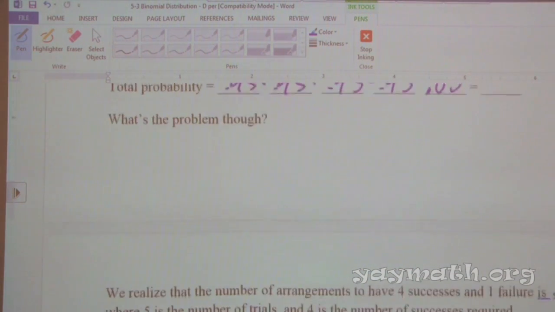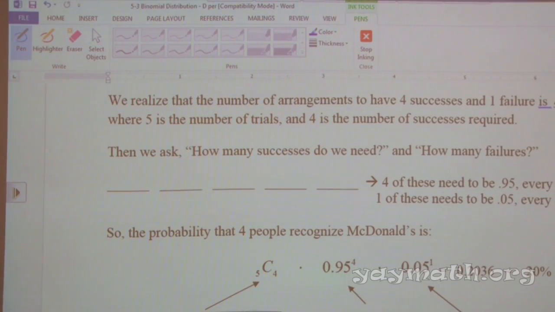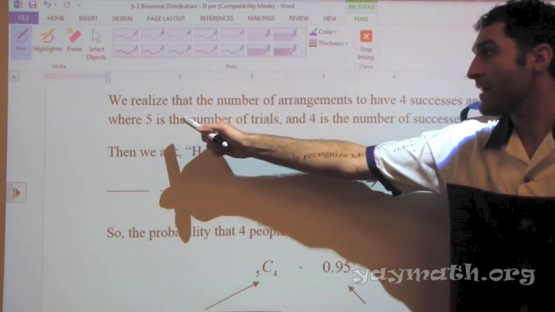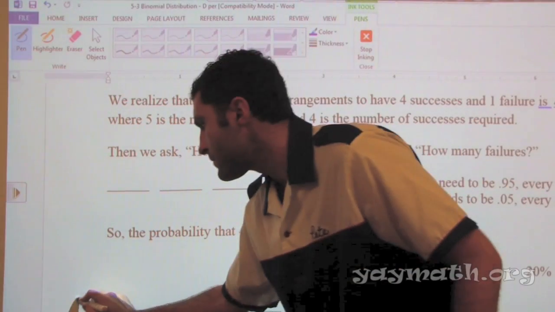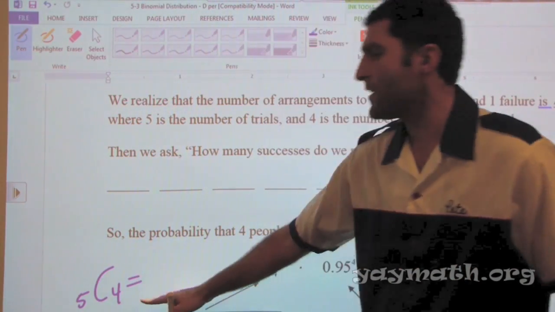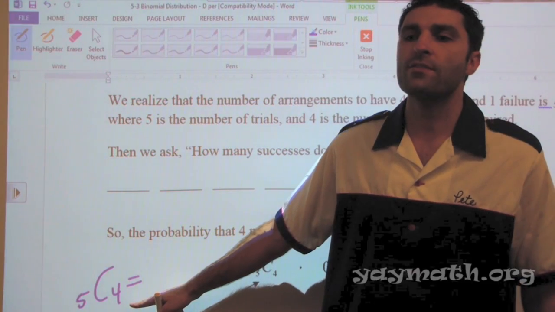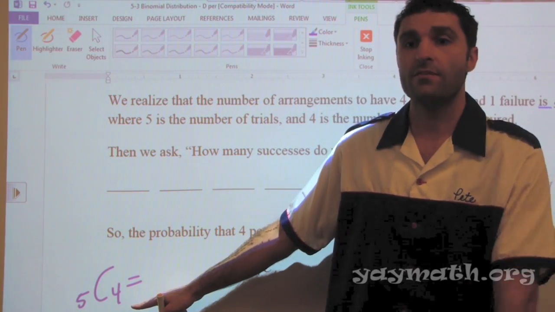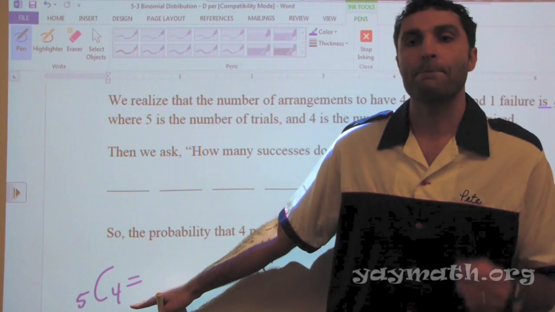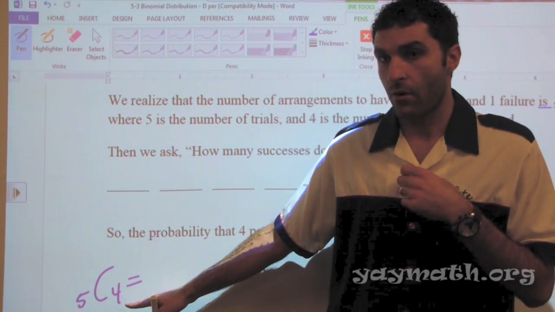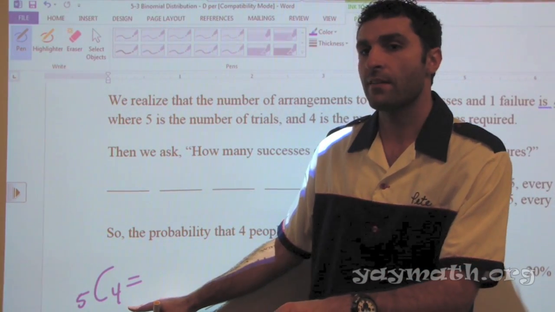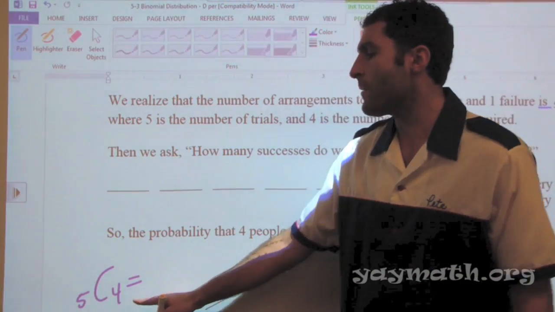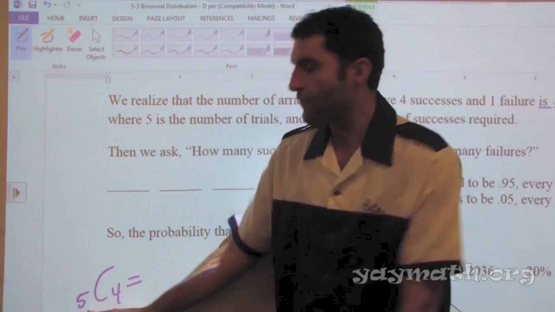Let's actually flip the page, because I don't want you to do that every time. Let's read this. To realize the number of arrangements to have 4 successes and 1 failure is 5C4. Let's redefine what this means. The number of ways to arrange. Yeah, it's a combination. Number of ways to arrange what? Order doesn't necessarily matter here. It's just a different group. 4 things out of how many? 5. So this is the number of arrangements of 4 out of 5 to choose from.